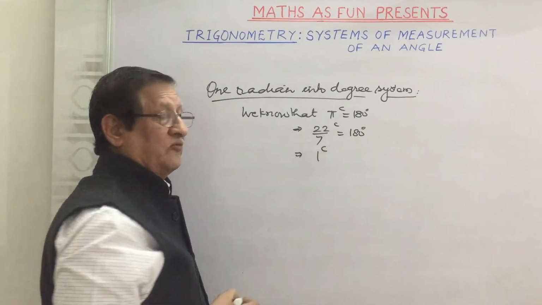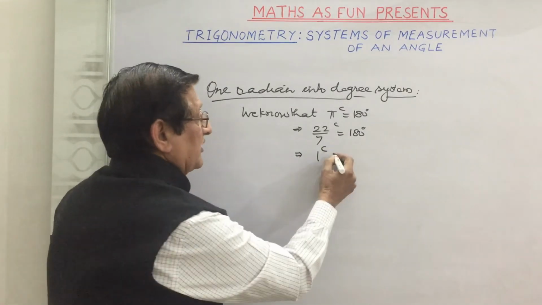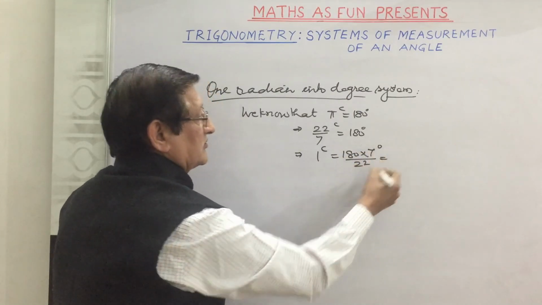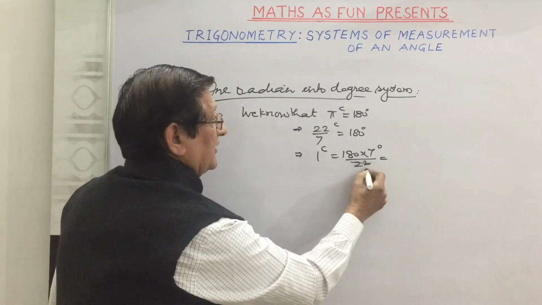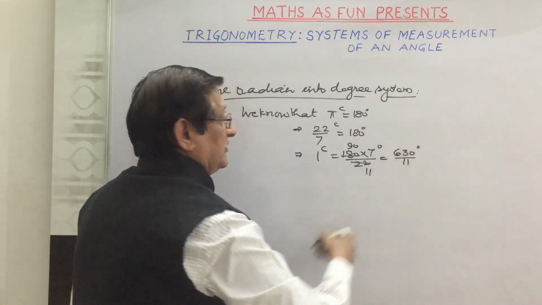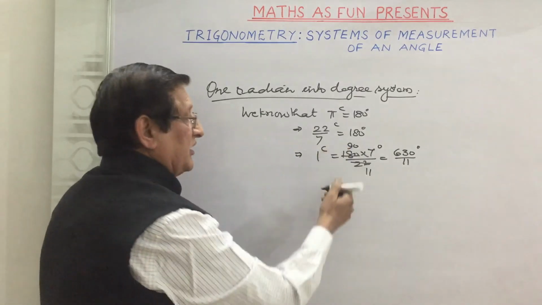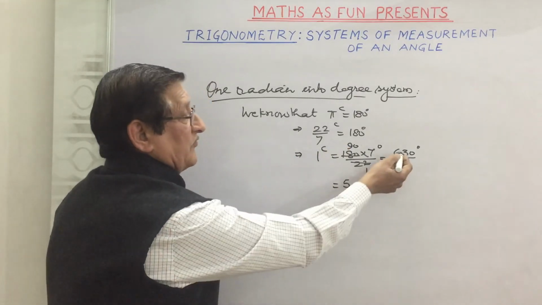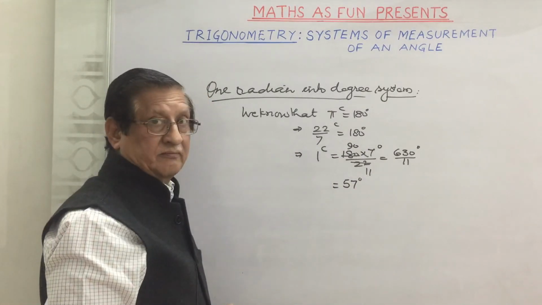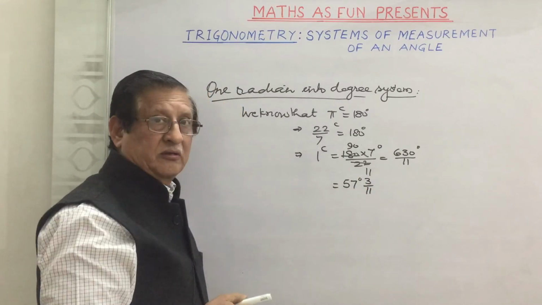We want to find the value of 1 radian, so we use transposition. We can write 180 into 7 upon 22 degrees. We can cancel by 2 and it comes as 630 upon 11 degrees, which is a fraction. Let's divide it by 11. We get 57 degrees completed. And still we are left with 3 upon 11, which is less than 1 degree.